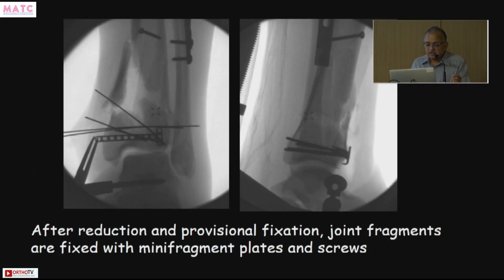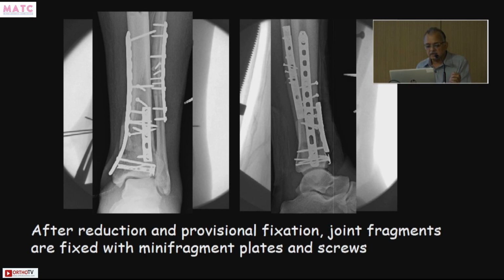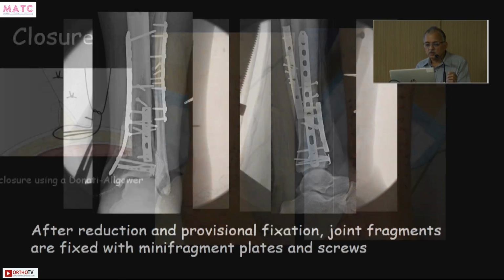After reduction and provisional fixation, joint fragments are fixed with mini fragments. Mini fragments of hand and foot can also be used for fixing these small articular fragments, like the tibial condyle, where you can use a circumferential approach, or in HOFAs, what we have seen earlier, you can use mini screws to fix this to get a good articular alignment. And at the end, one should expect a good alignment, no step off, and a good stationing of the talus underneath the dome to get a good end result.